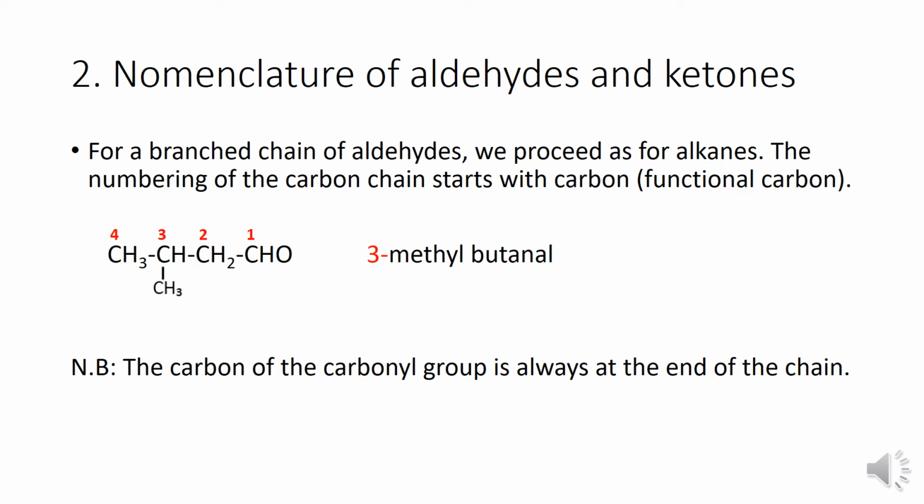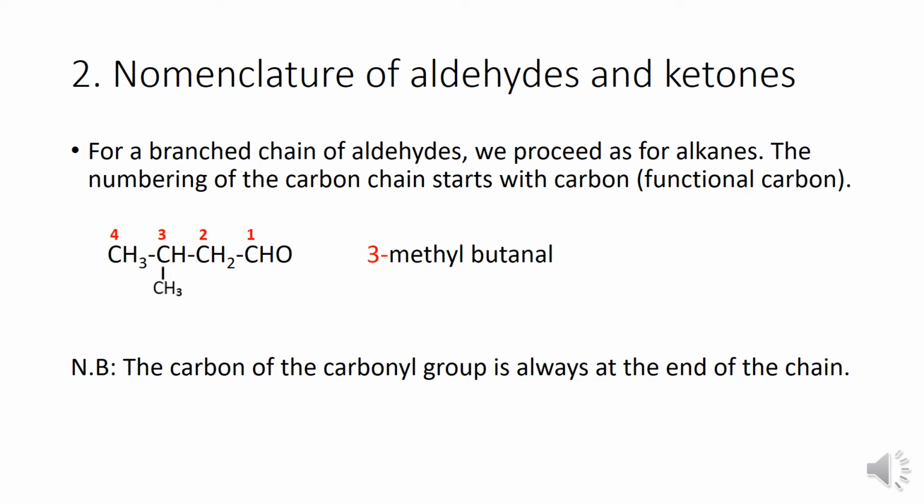So for a branched chain of aldehydes, we proceed as for alkanes. The numbering of the carbon chain starts with the functional carbon, which is the carbonyl group. Now let's take an example here. The main chain of this structural formula has 4 carbon atoms, and on the 3rd carbon atom we have the alkyl radical, which is methyl.